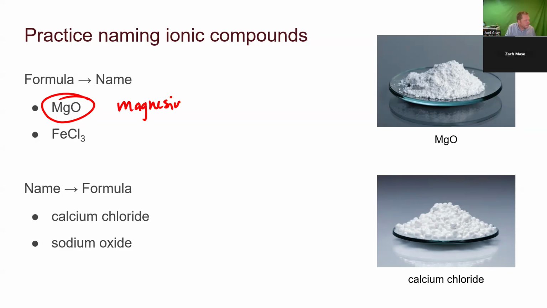Magnesium oxide. Okay. FeCl3. All right. I'm going to caution you before you start answering this question, and I know that somebody's ready to, and that's awesome. Let's start with Cl. What do we know about the common ion of chlorine? Can anyone tell me the charge of the common ion of chlorine?